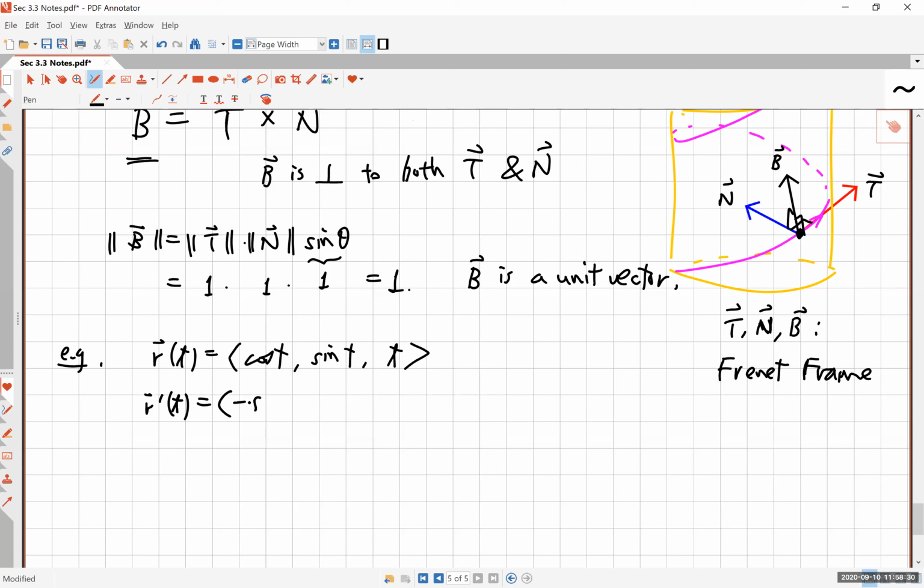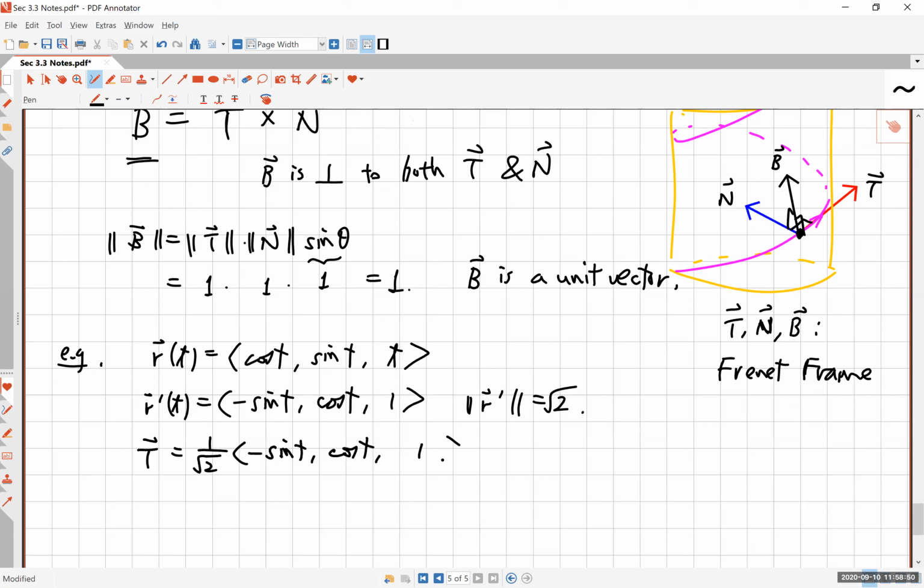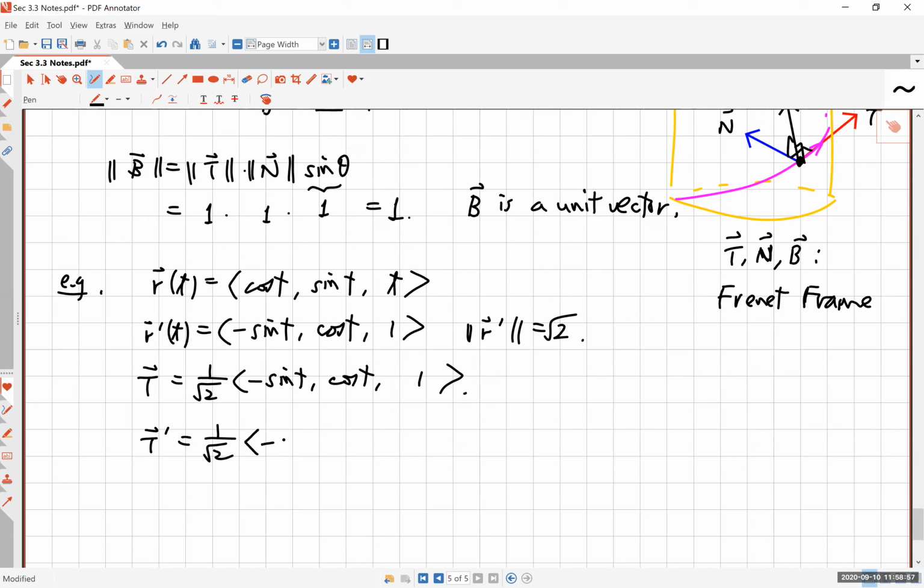I'm going to go through this quickly because we've done this many times now. This is 1, and so the norm of this, remember, this is 2. No, sorry, the square root of 2. All right, so T is 1 over the square root of 2 times negative sine t, cosine t, and 1. Right? T prime is 1 over square root of 2, and then negative cosine t, sine t, and 0. Can you normalize this? Well, this is the square root of t.